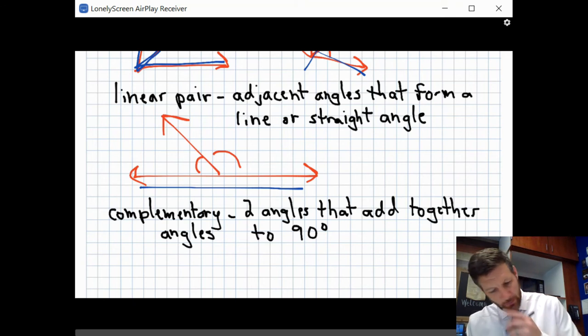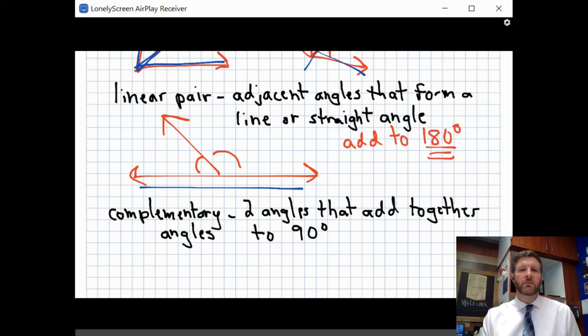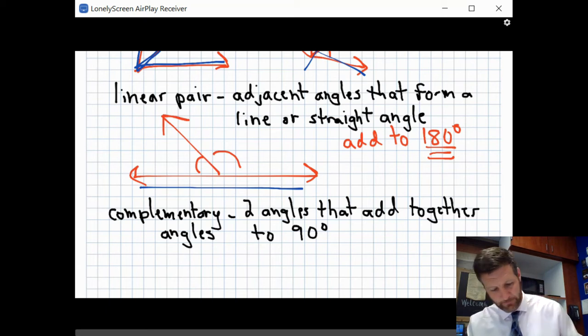Another thing to note that you would maybe add to your definition is they always, I'm going to change colors, they always add to 180 degrees. So by definition, if they're forming that straight angle or line, you know that those two angles together will always add up to 180 degrees, which when solving for different values, that's useful to know.